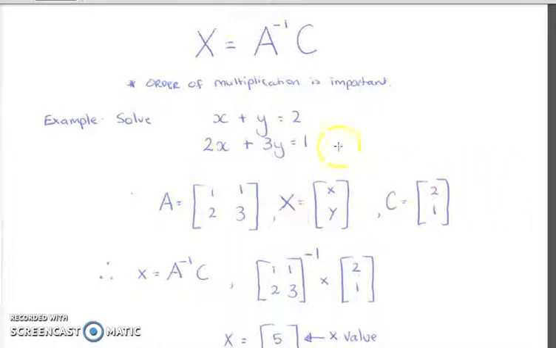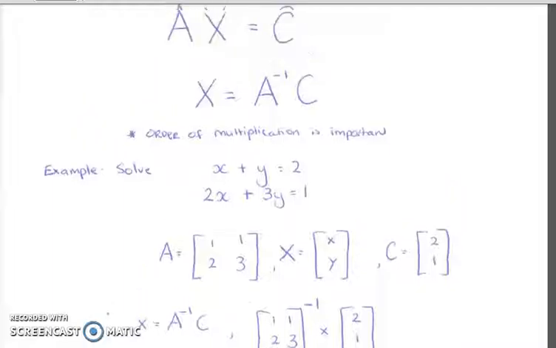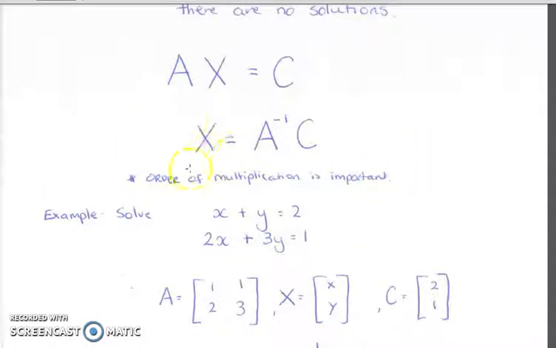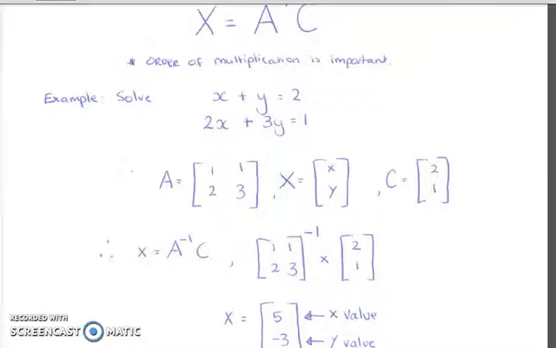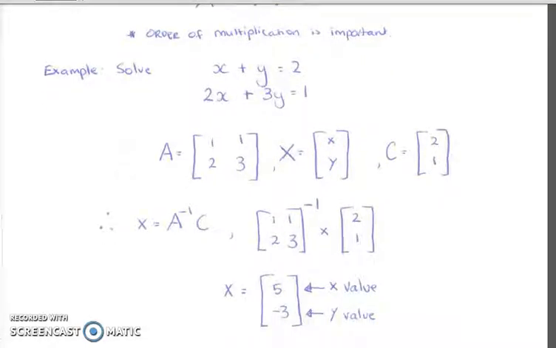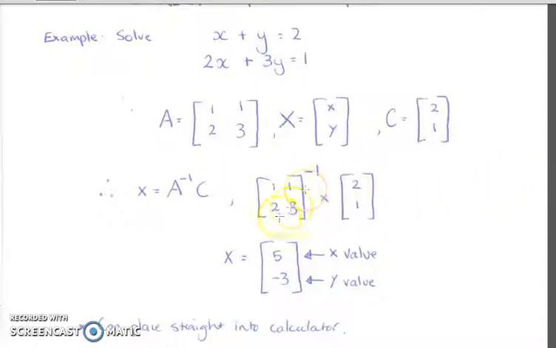Now to solve for X, this is what we're doing using these 2 formulas. Matrix X is our variables, so what we're trying to do is solve for the value of x and the value of y. Using this second equation, A to the -1 times C, we do our A matrix to the power of -1 times our C matrix. The answer that comes out in this example is 5 and -3. So these values represent the variables, x and y.